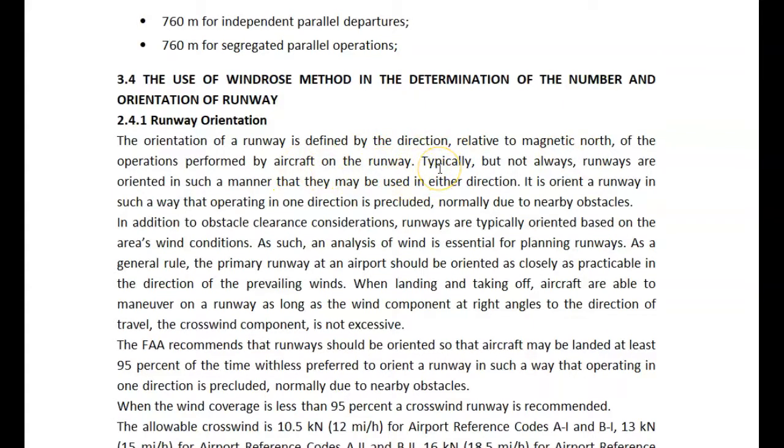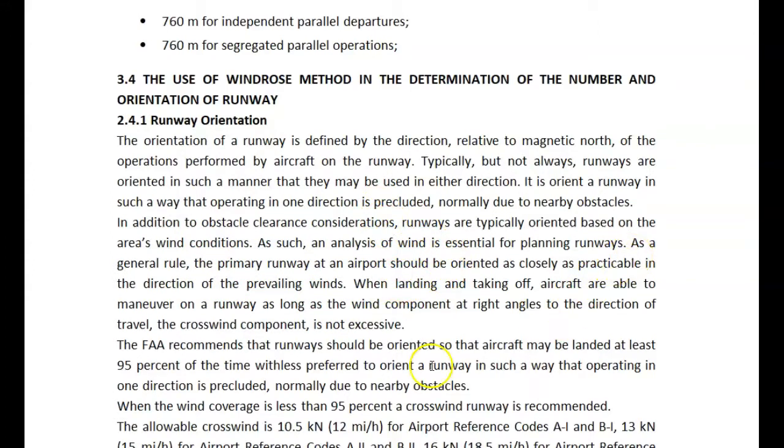Typically, but not always, runways are oriented in such a manner that they may be used in either direction. Sometimes it is important to orient a runway in such a way that operating in one direction is precluded, normally due to nearby obstacles. In addition to obstacle clearance considerations, runways are typically oriented based on the area's wind condition. As such, an analysis of the wind is essential for planning runways.